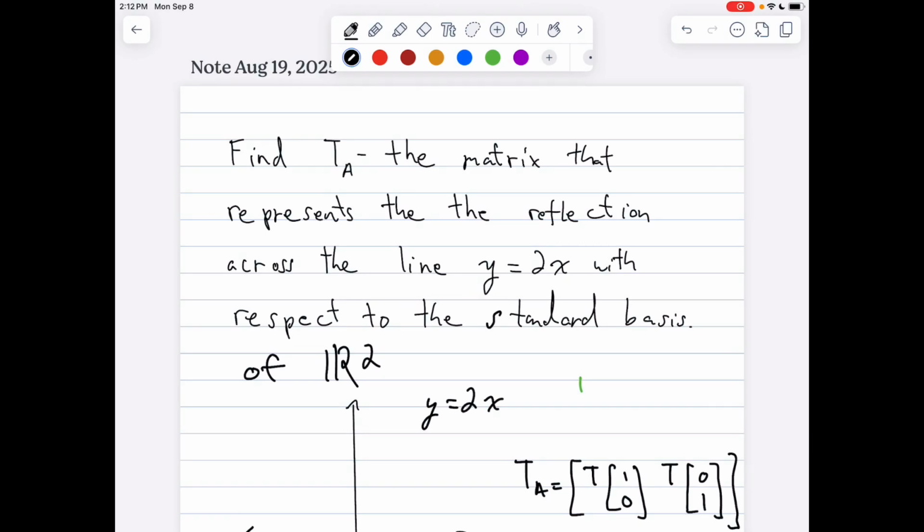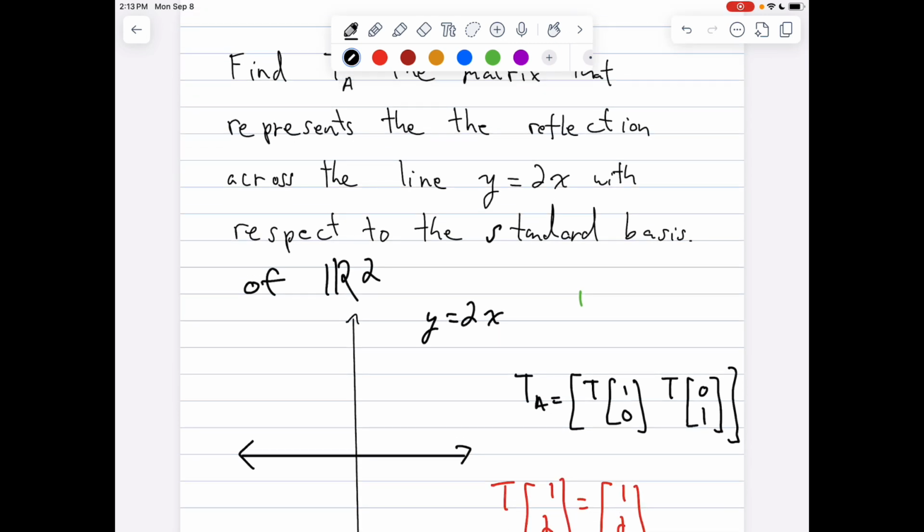Hello everyone. So today we're going to find T sub A, the matrix that represents the reflection across the line y equals 2x with respect to the standard basis of R2. Essentially, what we're looking for is a matrix that represents the transformation. Instead of computing something tediously, you can work with this transformation matrix to compute images of vectors. If I give you a vector and you multiply it by this matrix, it gives you the image when you reflect across the line y equals 2x.